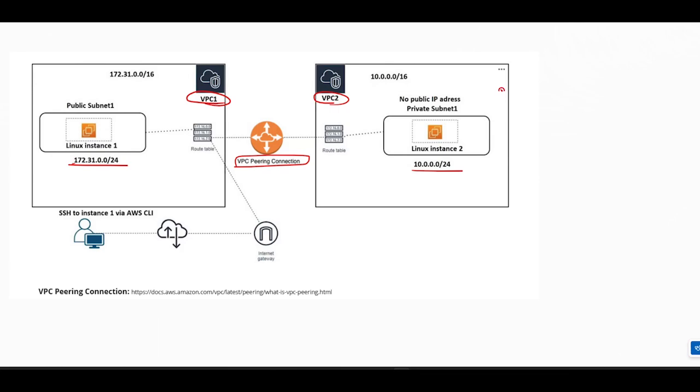The VPC2 instance, or Linux instance 2, doesn't have any public IP address, right? It's like it's in a private subnet, and we'd like to ping Linux instance 2 by its private IP. And we are working on learning how this peering connection works. Alright, so let's start building this topology in AWS.